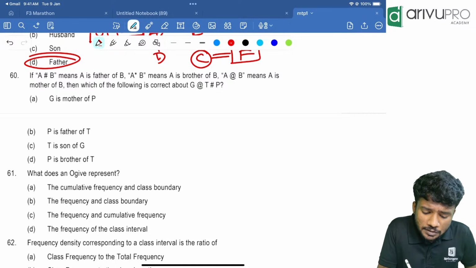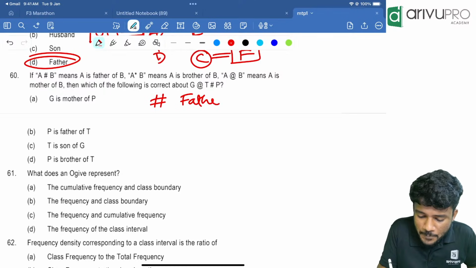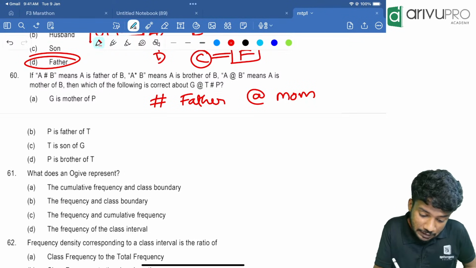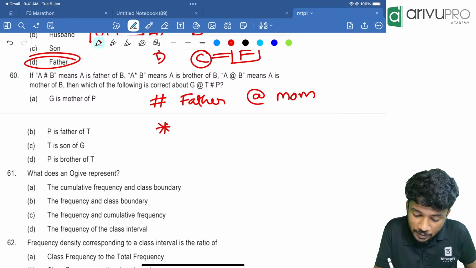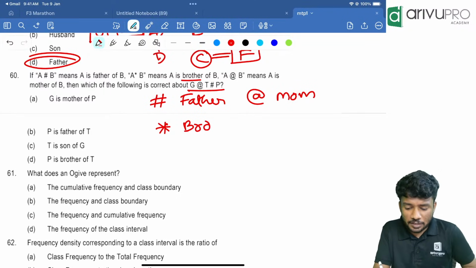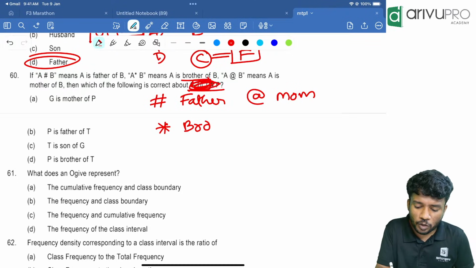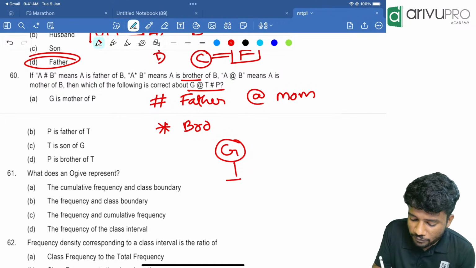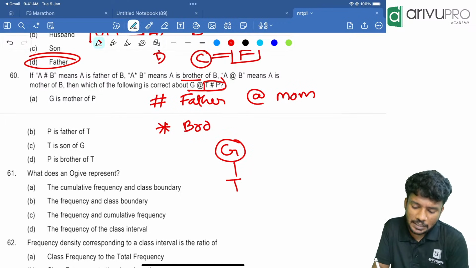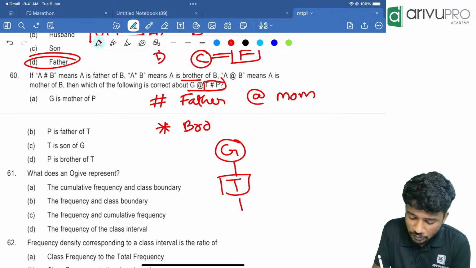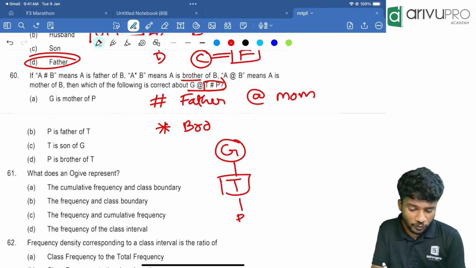Next one. A hashtag B means he is the father of B. Hashtag means father. Then at the rate sign means mother or mom. Then what else is given? Star sign means brother or bro. Yes, now we need to check A, G at the rate T at B. G at T means what? G is the mother of T. Then T hashtag P. Hashtag means father. T is the father of whom? Father of P. Now the question is which of the following is true?